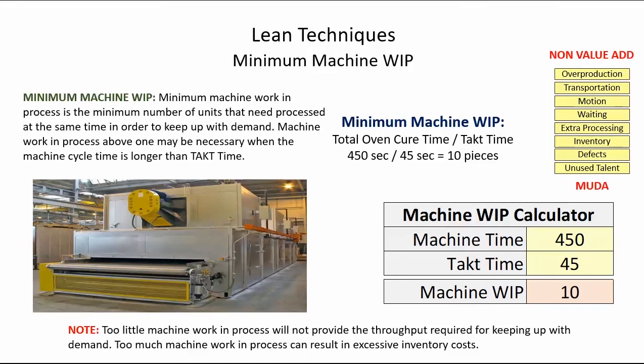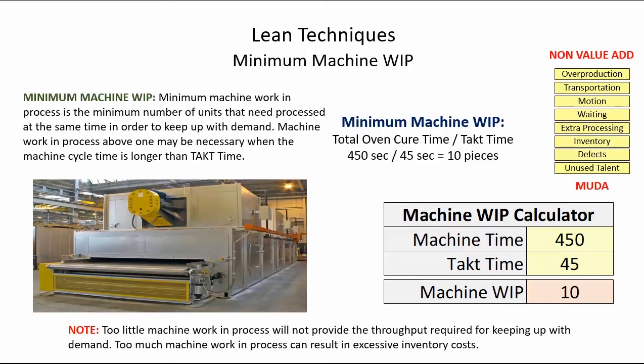Like SWIP, or standard work in process, minimum machine work in process is a calculation that determines the minimum number of units that need to be processed at the same time in order to keep up with demand. It can be calculated by dividing the total machine processing time by the takt time.